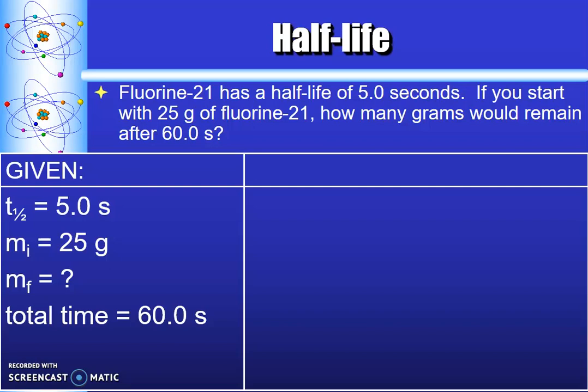So the first thing that we have to do is we don't have an n. We weren't provided with that n. So we have to figure out the n, or the number of half-lives. And we do that by using the total time and the time of 1 half-life. So we take our total time, 60, divide it by 1 half-life, which is 5, and that gives us 12. That's our n. That's the number of half-lives that we waited. So 60 seconds is equal to 12 half-lives of fluorine-21.